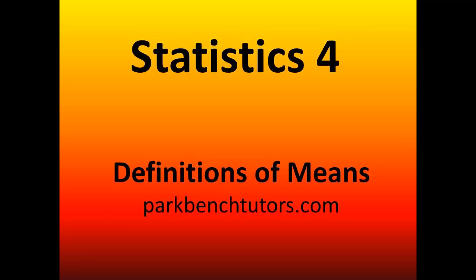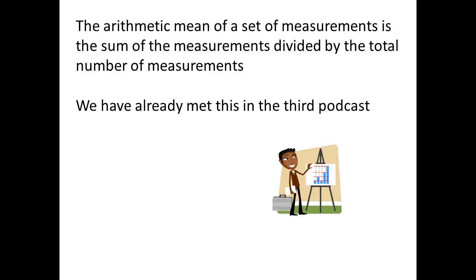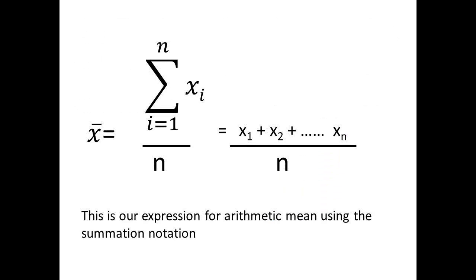In this podcast, we will continue to look at definition of means and some worked examples. To recap from the previous podcast, the arithmetic mean of a set of measurements is the sum of the measurements divided by the total number of measurements. We express this using mathematical notation. X bar is equal to sigma from 1 to n of x divided by n. This could be simplified to x bar equals x1 plus x2 to xn divided by n.